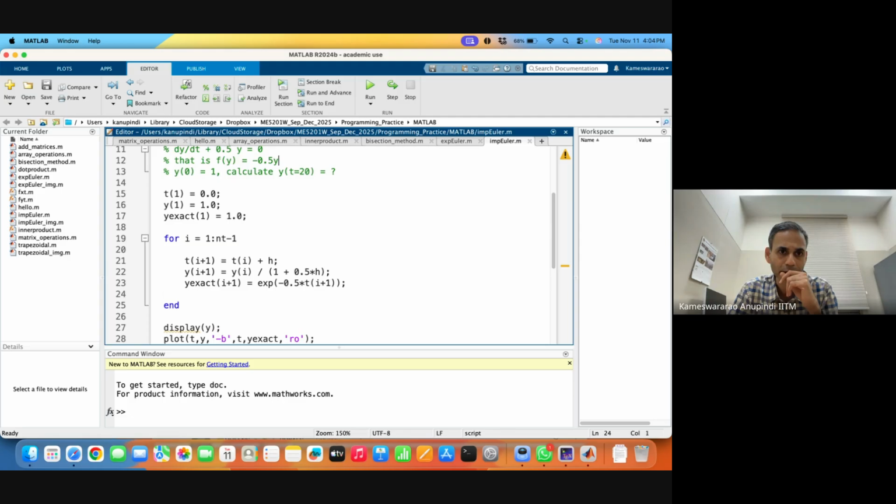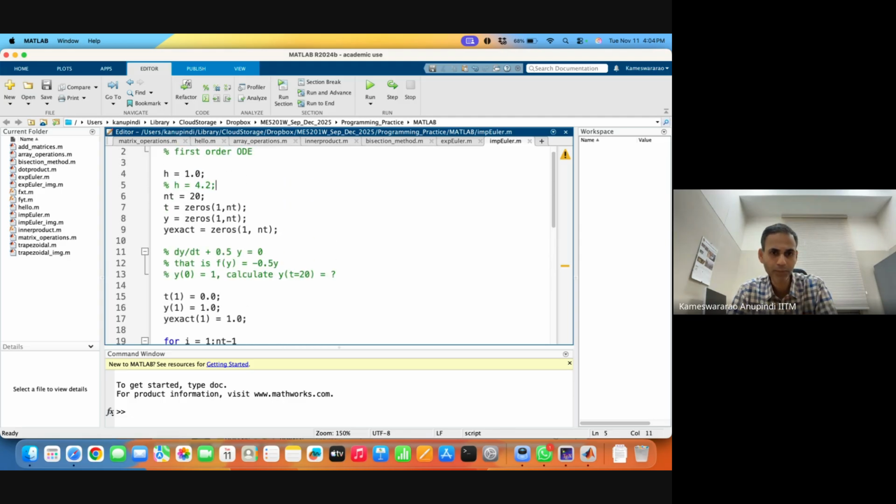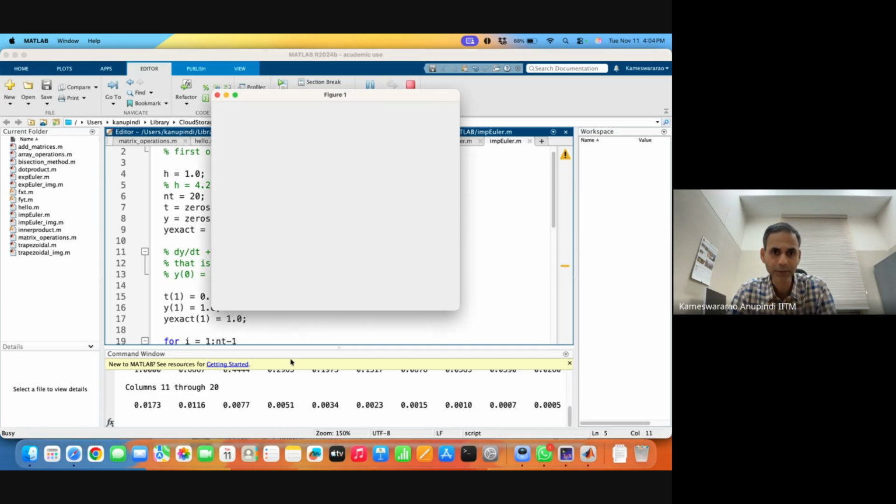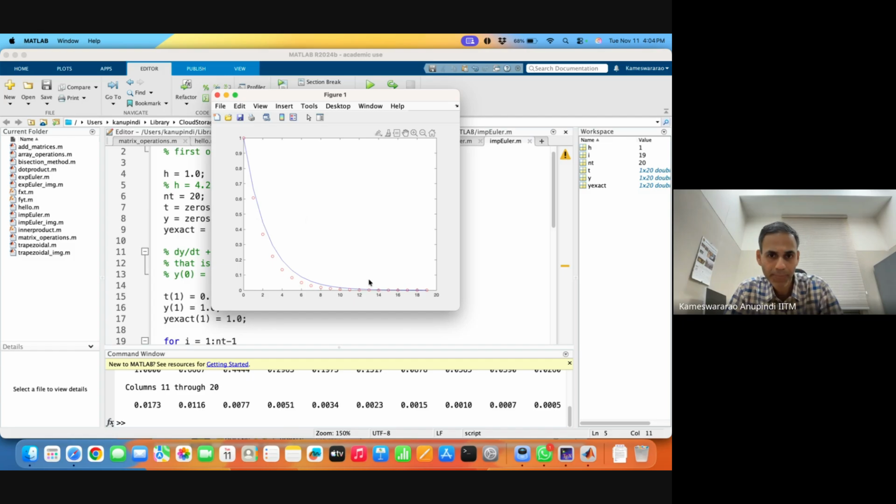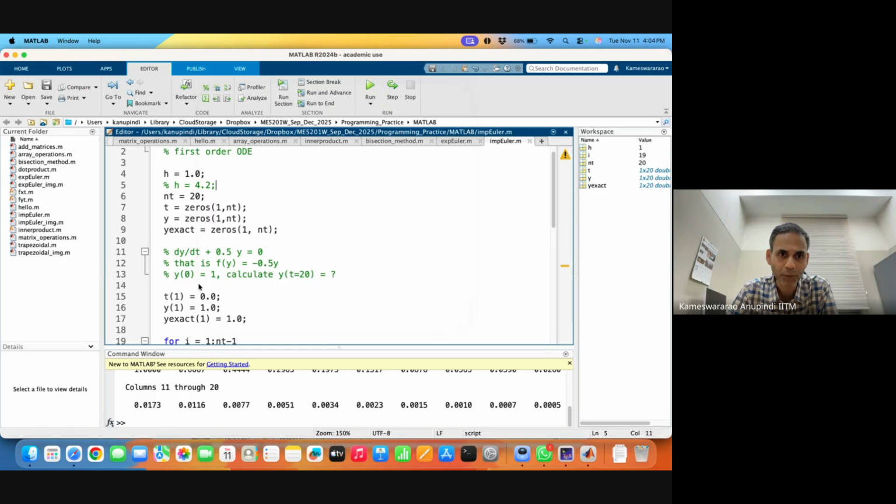So again, we are using delta t of 1.0. Let me run this and see. It has printed some values, and now you see this graph. Blue is coming from the implicit method, and the red circles are from the exact solution. There is some difference, but it follows the exact solution pretty closely. This is for a time step of 1.0.